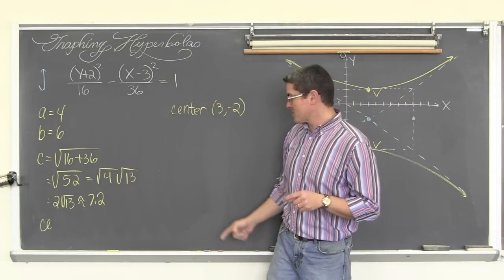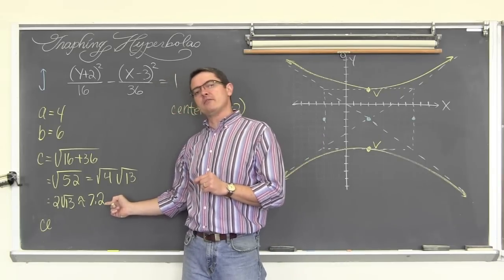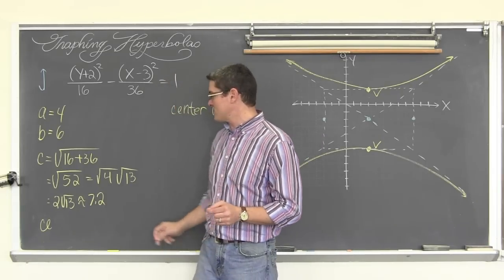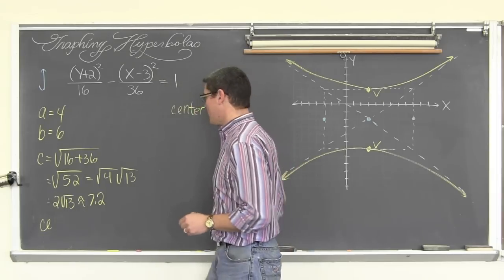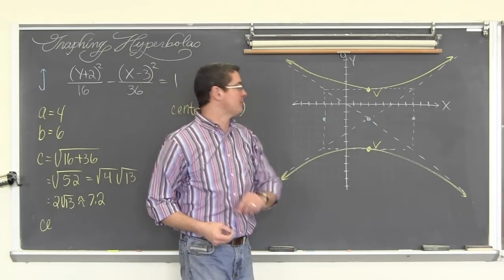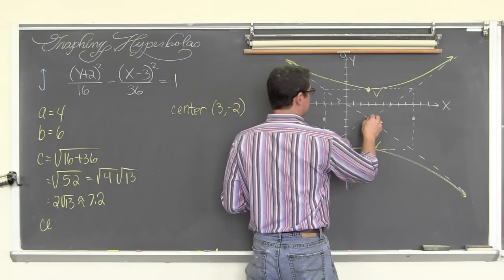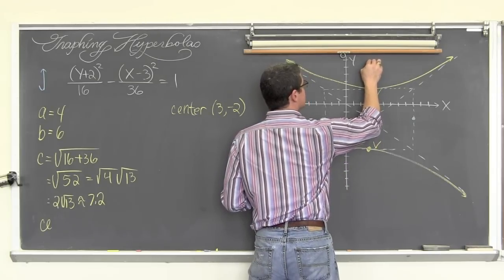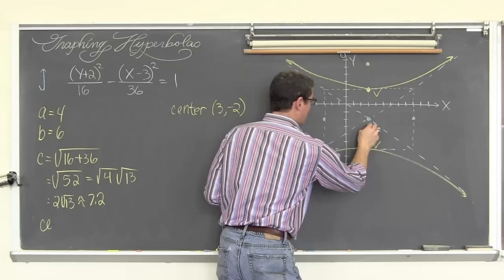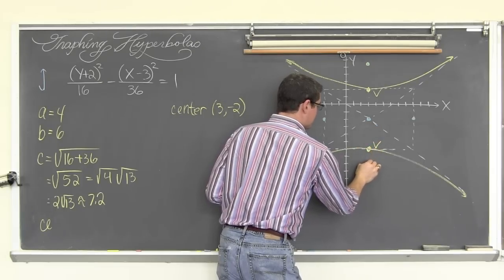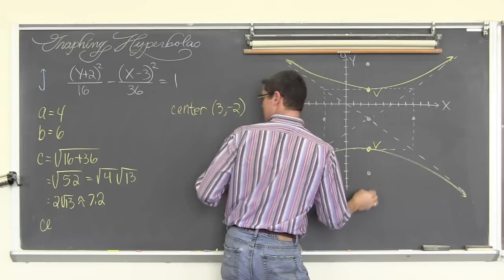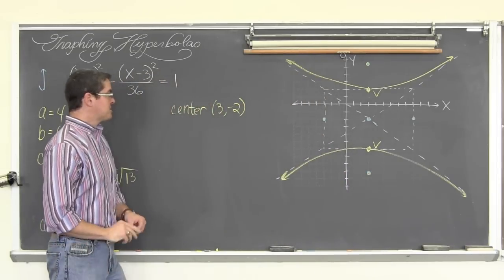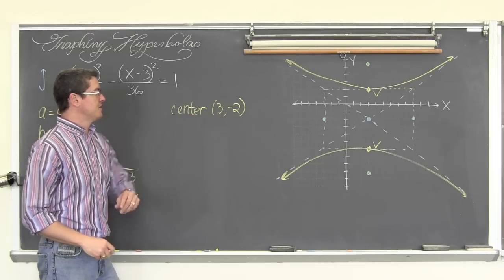The focus points, which are 7.2 units away from the center of the graph, are going to as well be in a vertical direction because it's a vertical hyperbola. So we're going to go up and down 7.2 units. So 1, 2, 3, 4, 5, 6, 7, almost running out of room there. And 1, 2, 3, 4, 5, 6, 7.2.